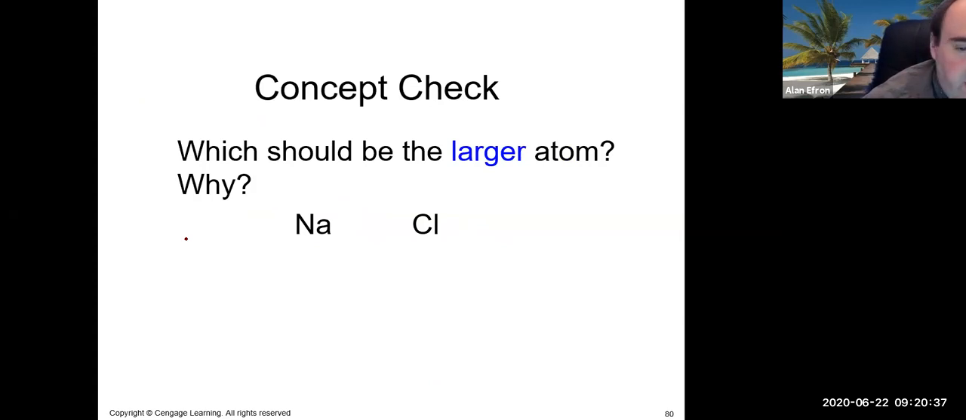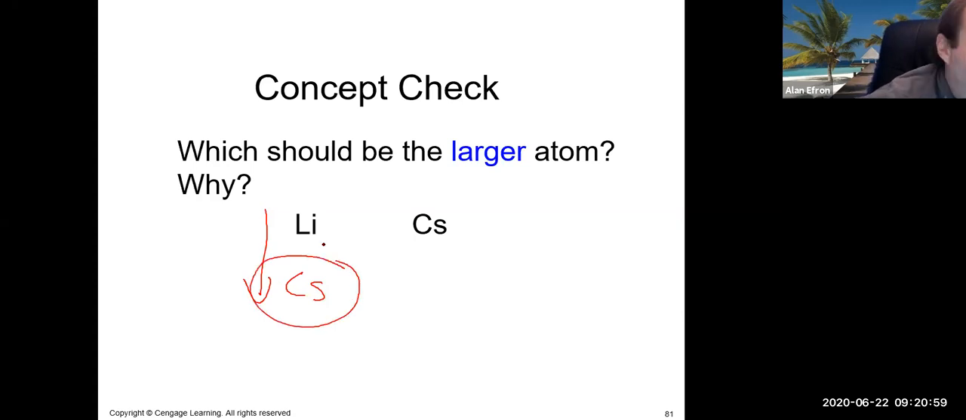So which should be a larger atom, sodium or chlorine? In this case, sodium is further to the left on the periodic table, so sodium should be larger. Which should be a larger atom here? Again, lithium and cesium are in the same group, so size increases as we go down a group. So the cesium should be larger.